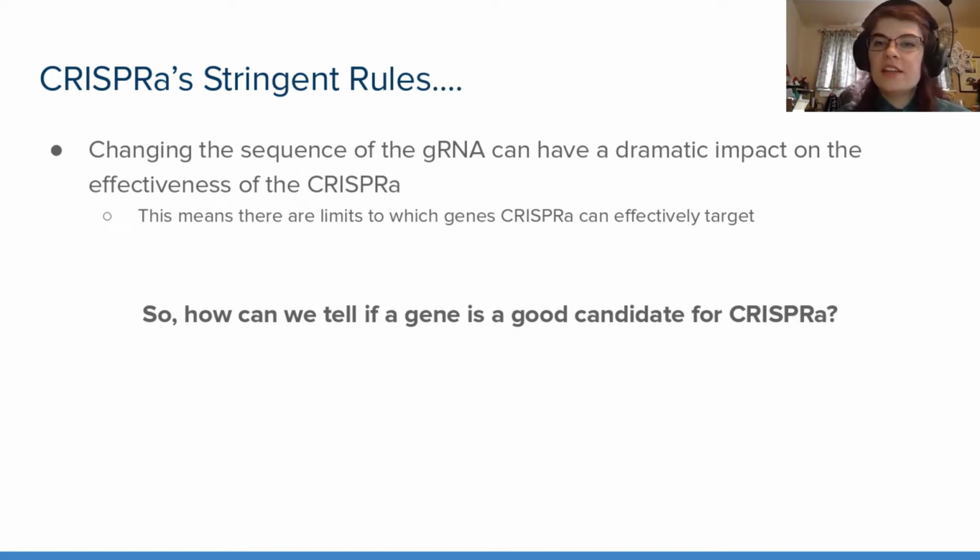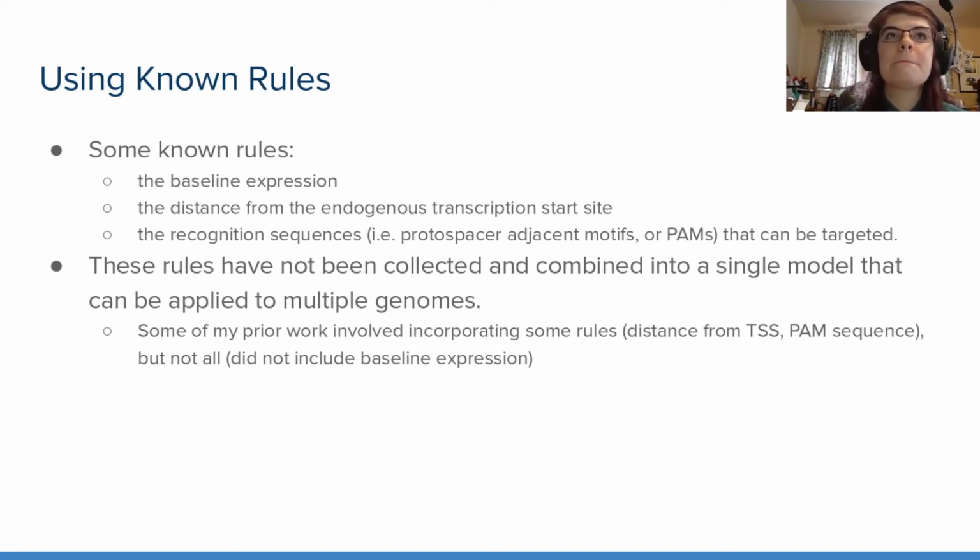CRISPR-A seems to be more flexible than a lot of tools, because it can theoretically target anywhere in the genome, but there are a lot of strict rules which govern which genes are good candidates for CRISPR-A. When we change the guide RNA to guide the protein complex to a different place, it can dramatically change how effective that CRISPR-A is going to be. So a big question is, how can we tell if a gene is a good candidate for CRISPR-A?